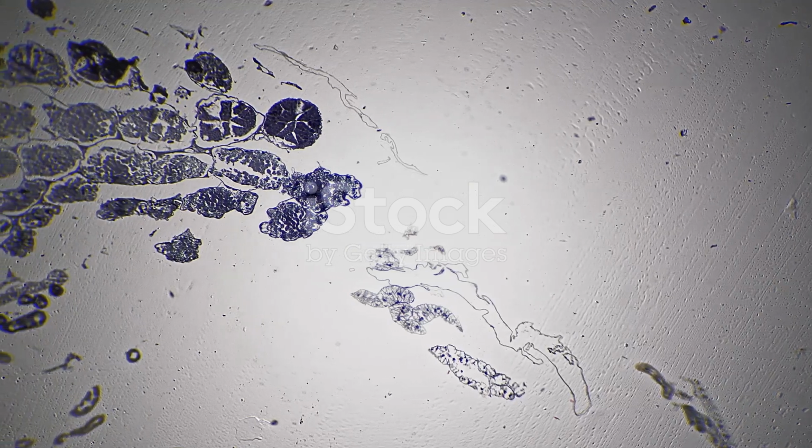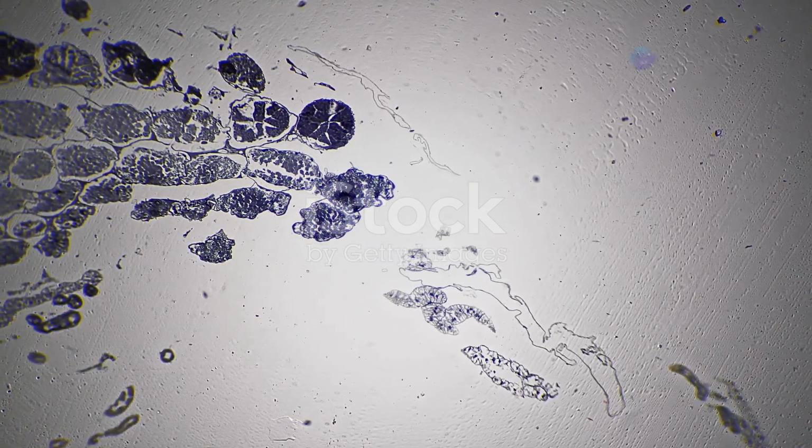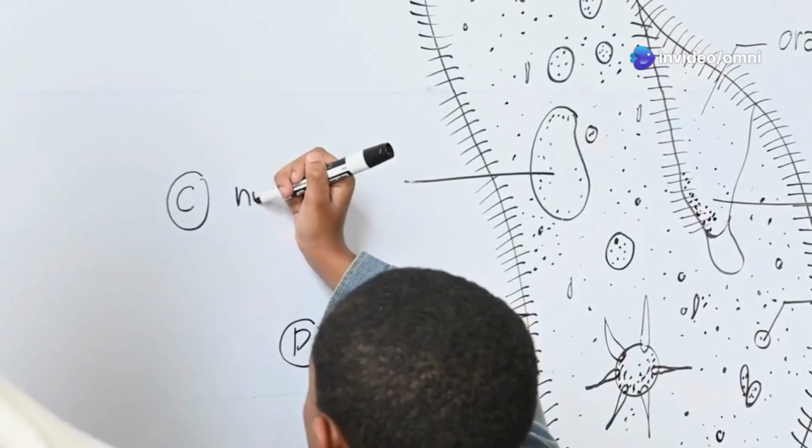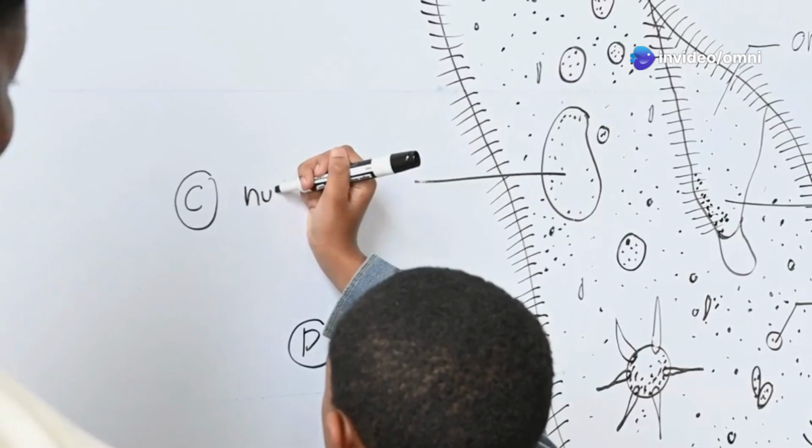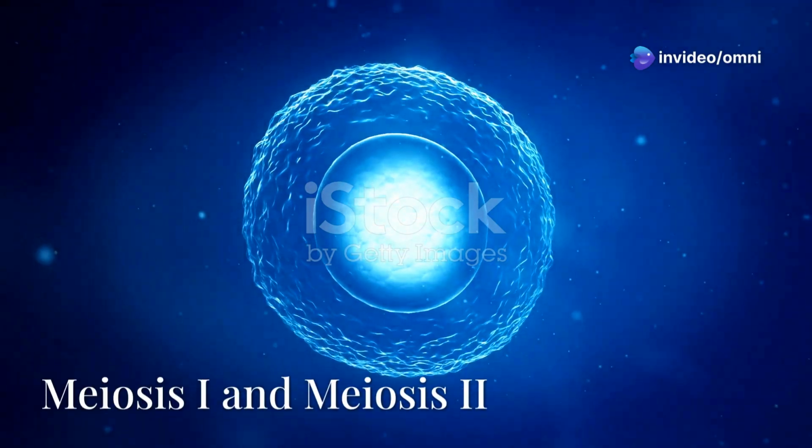Meiosis involves two rounds of division, meiosis 1 and meiosis 2. Each round has its own set of stages, but don't worry, we'll break it down step by step.